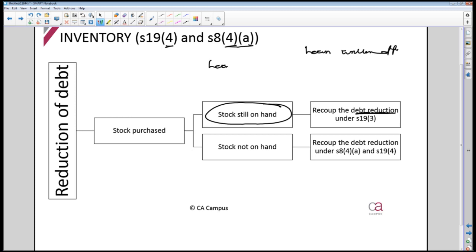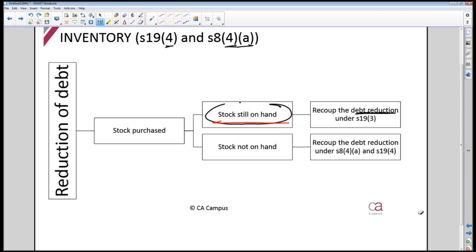If the bank gives me a loan of, let's say, R1,000,000, but they say only pay us back R800,000, then the loan reduction is the R200,000 difference. That's the loan reduction amount. So that loan reduction amount, if the stock is still on hand, we knock it off against the cost of the stock, so we turn the stock cost into nil.